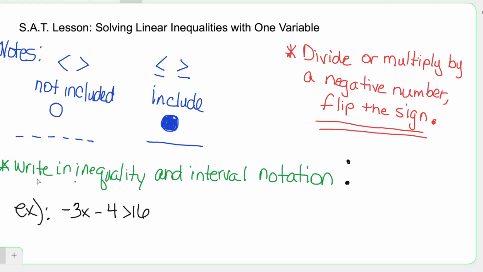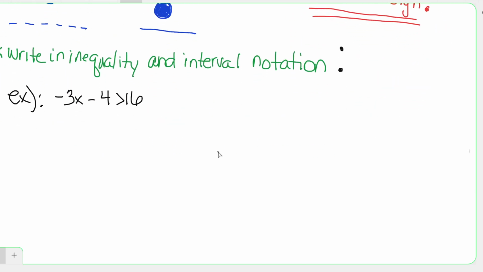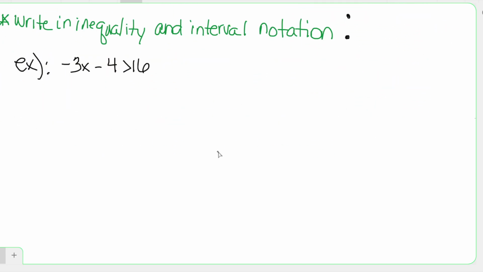Okay, so very important, this in red: when you divide or multiply by a negative number, you flip the sign. You're going to flip that inequality sign in the opposite direction. All right, let's go ahead and jump right in. We're going to write this inequality, write it in interval notation as well, and graph it.